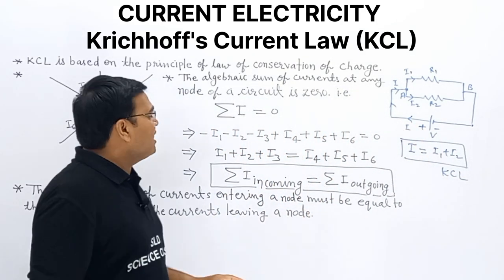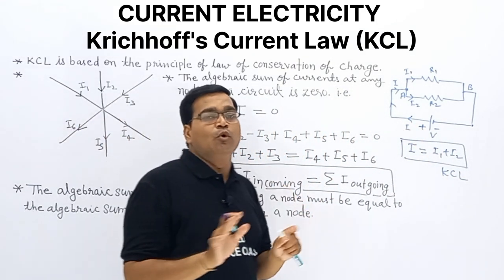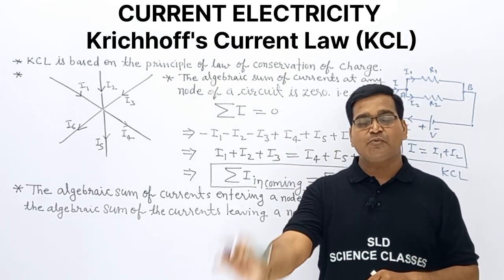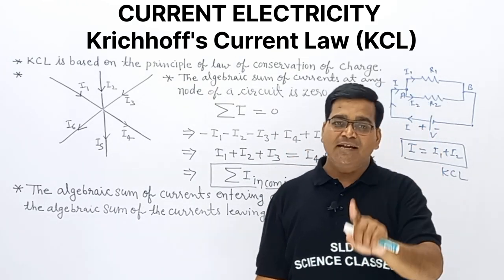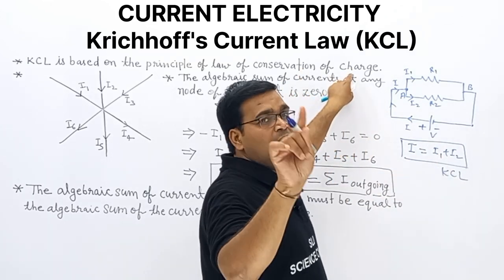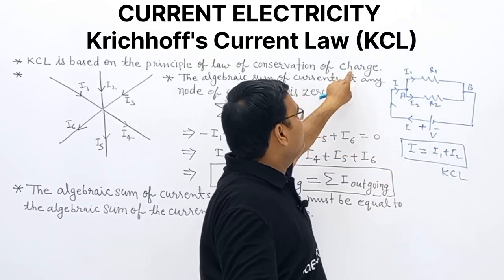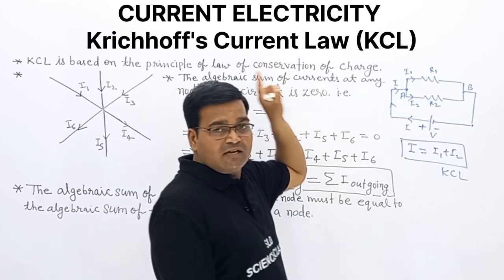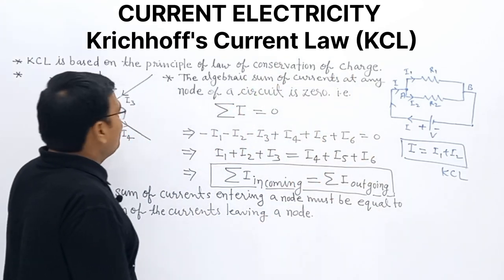Simple, not hard. Kirchhoff gave two laws, Kirchhoff's current law and Kirchhoff's voltage law. Kirchhoff's current law is based on the principle of conservation of charge. Current is the flow of charges, so it is based on the conservation of charge. Clear? And what will be the law?